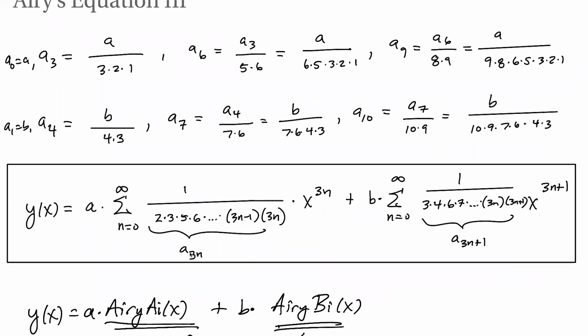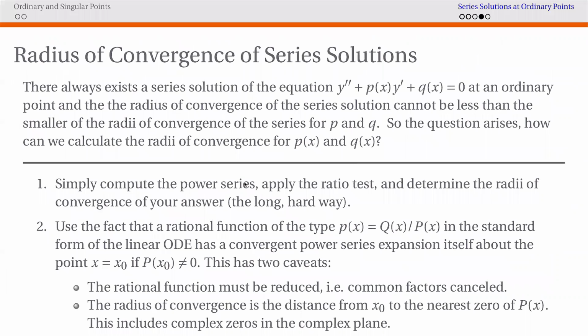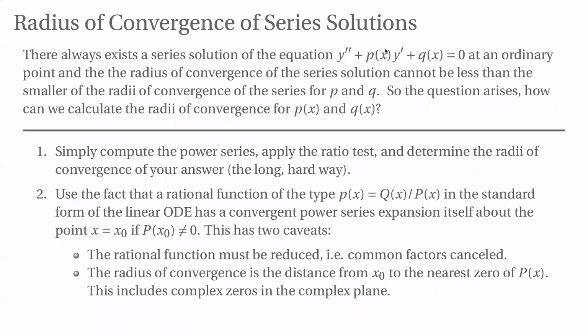So this is a sub 3n. So the ratio test is you would do a sub 3n plus 3 over a sub 3n. You would take the limit as n goes to infinity of that, and you would look at whether the absolute value of that is less than 1 or not to determine convergence. I would encourage you to go back and look at that stuff from Cal 2. But there is an easier way, so long as the functions here are rational functions.